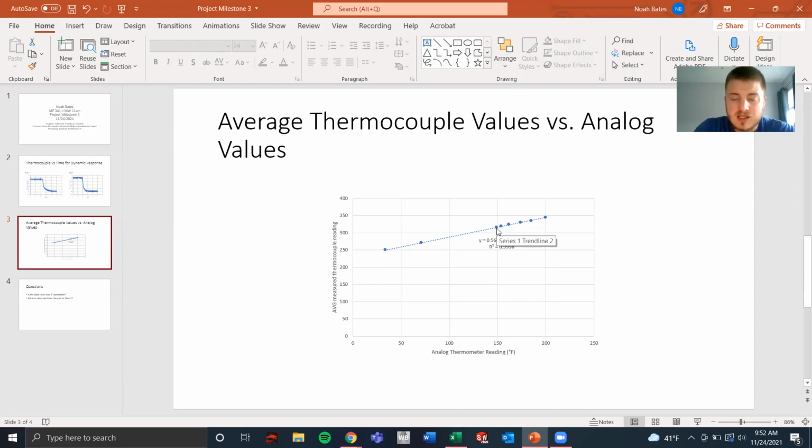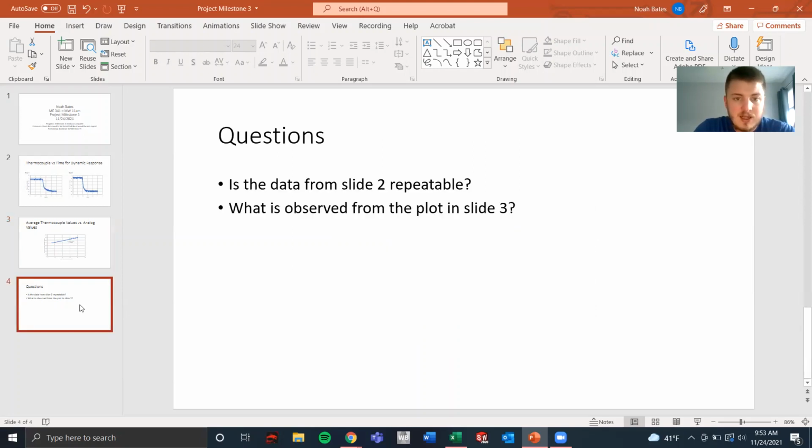So here's the lowest value of that. And then here's the hottest value. So it is a linear relationship between this line.